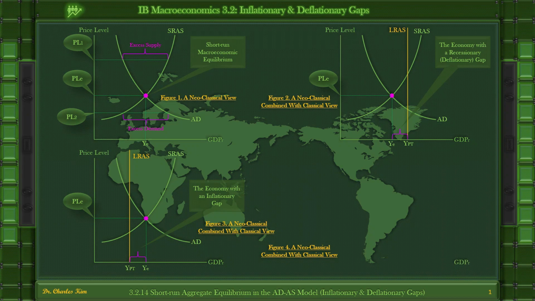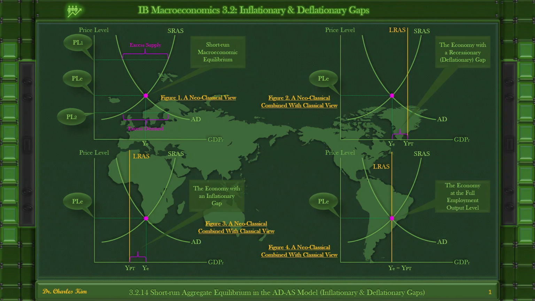Finally, the full employment level of output in the ADAS model will be evaluated from both a classical and a neoclassical standpoint. Figure 4 depicts equilibrium real GDP as being equal to potential GDP. When the economy is producing its full potential GDP, unemployment equals the potential rate, and there is no recessionary or inflationary gap. At this point, the economy's actual GDP equals its potential GDP, and unemployment is at its potential rate.